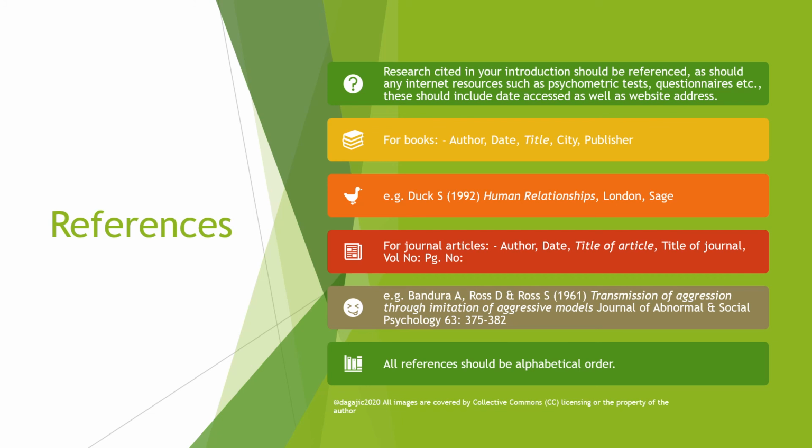For journal articles, author, date, title of the article in italics, title of the journal, volume number and page number. So we've got Bandura, Ross and Ross, 1961, Transmission of Aggression through Imitation of Aggressive Models, Journal of Abnormal and Social Psychology, and the journal number was 63 and the page number 375 to 382. And all references should be in alphabetical order.